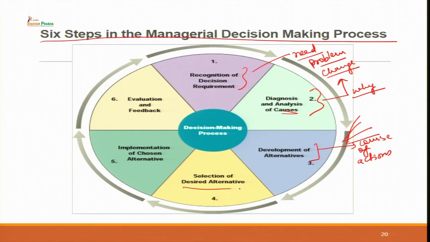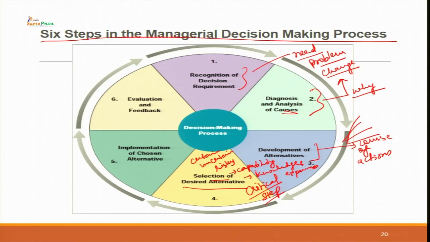Once that is done, selection of the desired alternative has to be done. Now, this is the most critical step where the manager has to utilize different theories. He has to identify whether I am selecting in a certain environment, whether I am selecting in an uncertain environment, whether the environment is risky, or whether I have some other scenario which I need to address too. And selection of the desired alternative also depends on the capability of the manager, his knowledge base and experiences too.